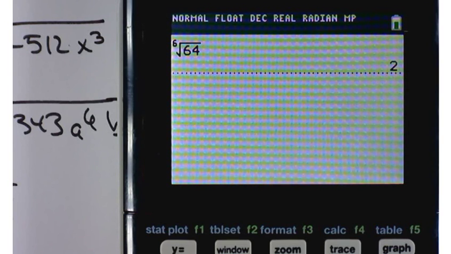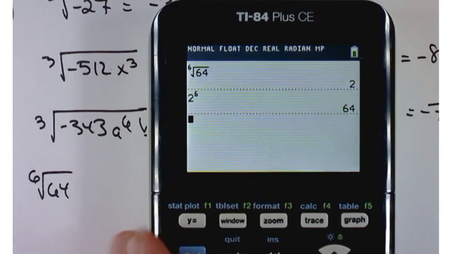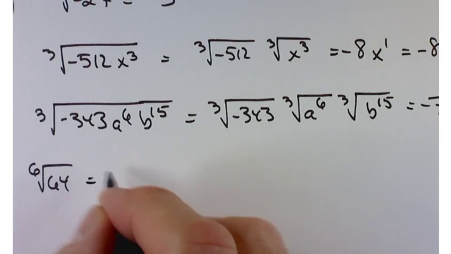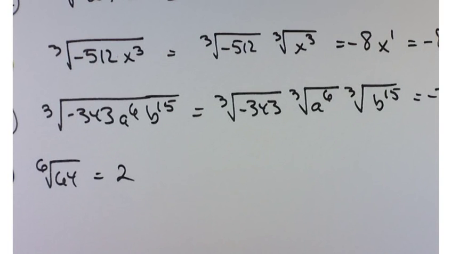Can you verify that? Sure. 2 to the 6th power is 64. So it checks. It's a nice double check of your work there. Make sure you can get these higher order roots. I know some of you have a little key built in for 6th powers.